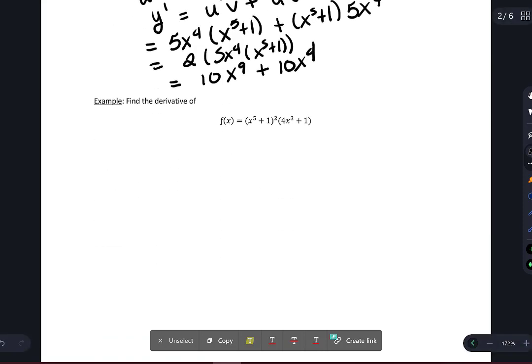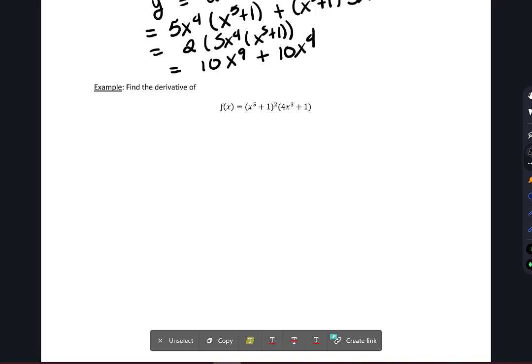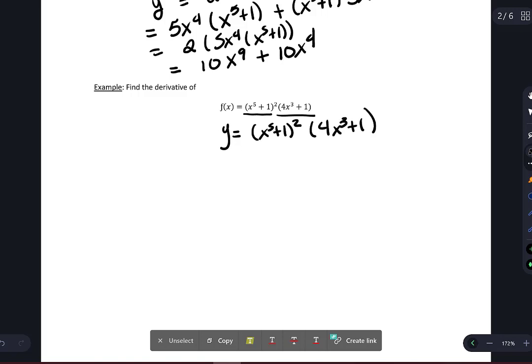Right, we have yet another example here. So we have (x^5 + 1)^2 times (4x^3 + 1). So again, we have the product of two different functions. So if we want to set this up, we could write it as y is equal to (x^5 + 1)^2 times (4x^3 + 1). So again, I'm going to use that u and v notation. So here I'm going to let u be equal to (x^5 + 1)^2 and v be equal to 4x^3 + 1. I don't really need those parentheses here.